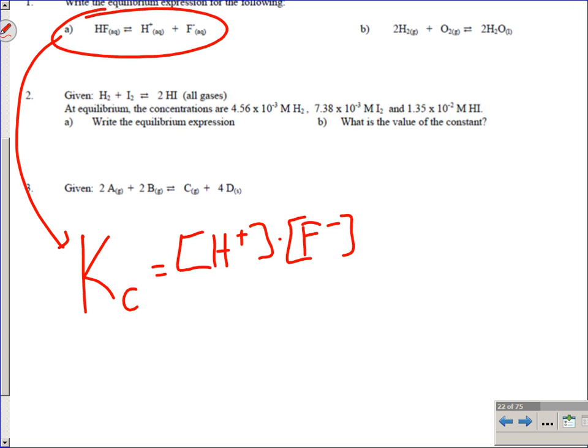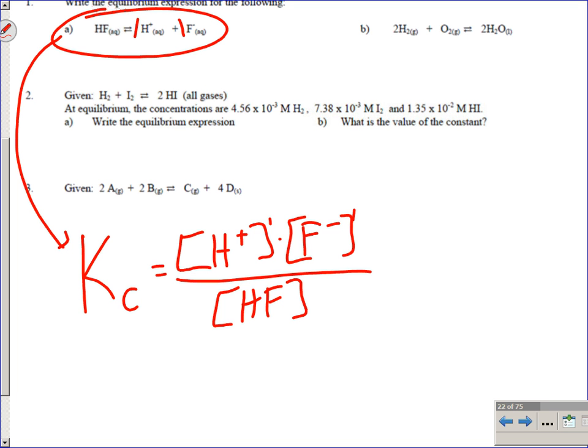Both of those are raised to the what power? To the first, right? Because there's a 1 and a 1 coefficient there, so raised to the first power. You don't have to write it. Over, so now that's product concentration over what? Hydrofluoric acid concentration. That's how you write the expression. That's just letters, no numbers are involved yet.